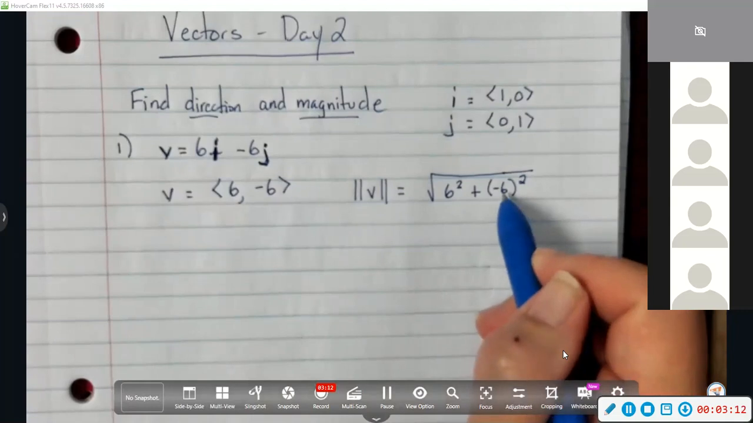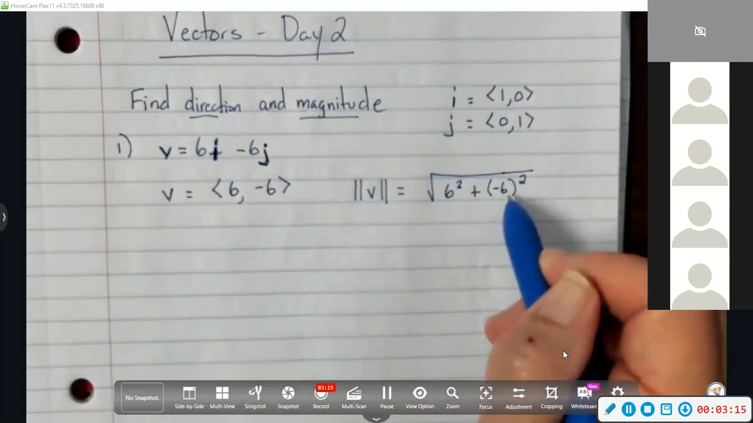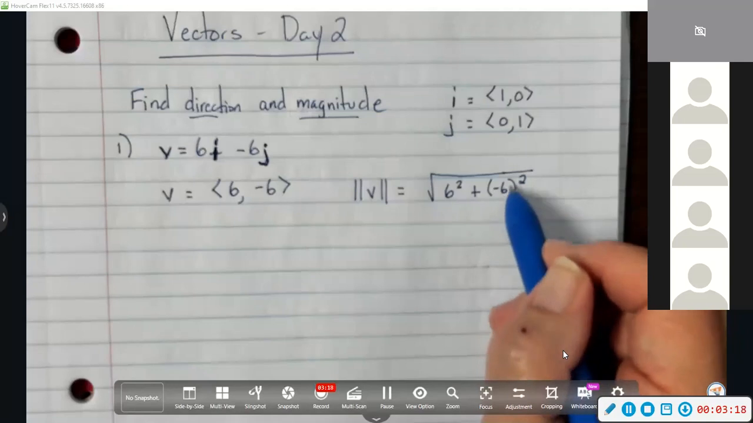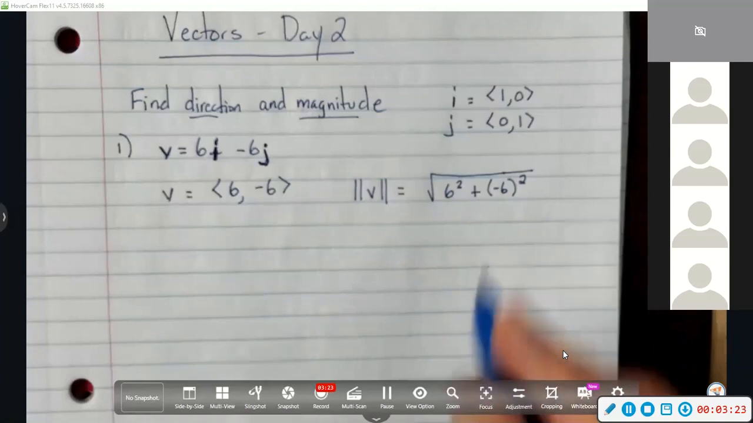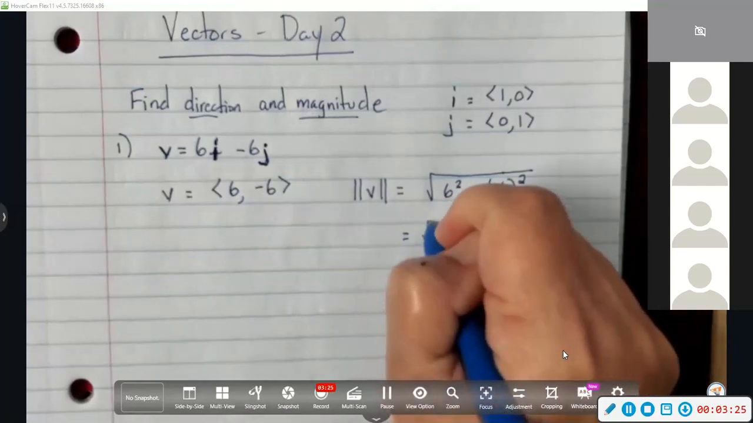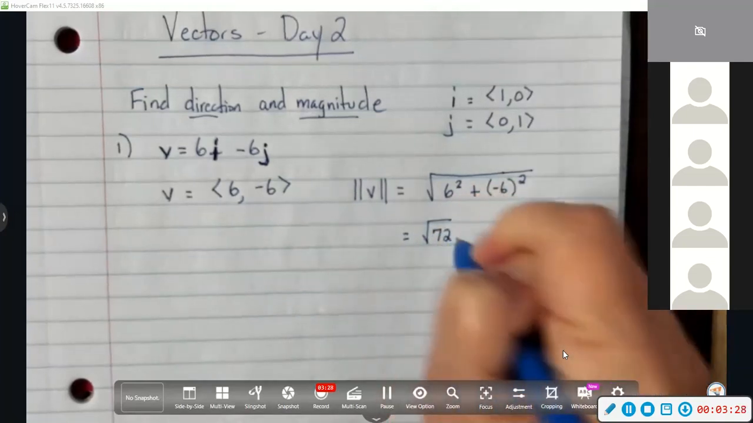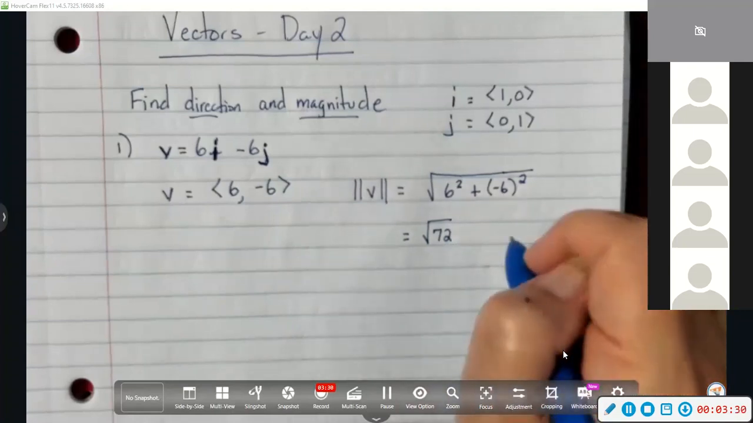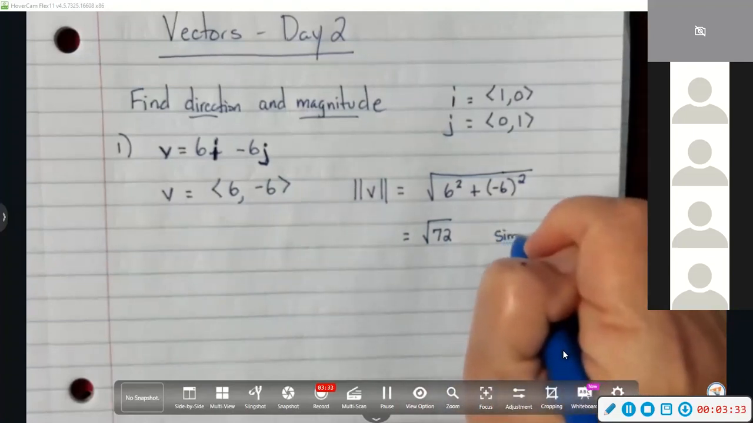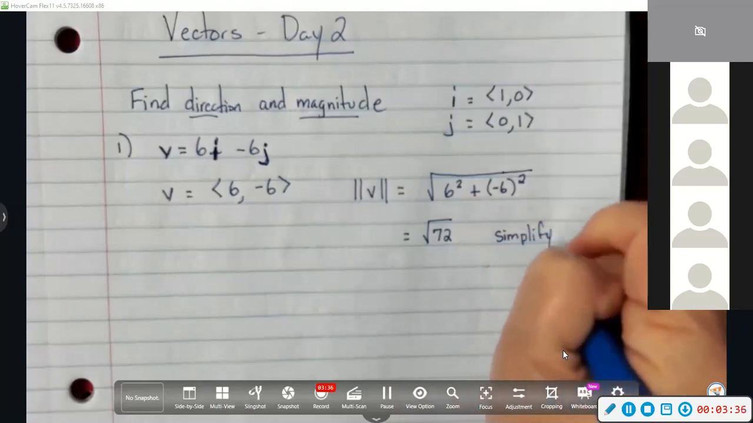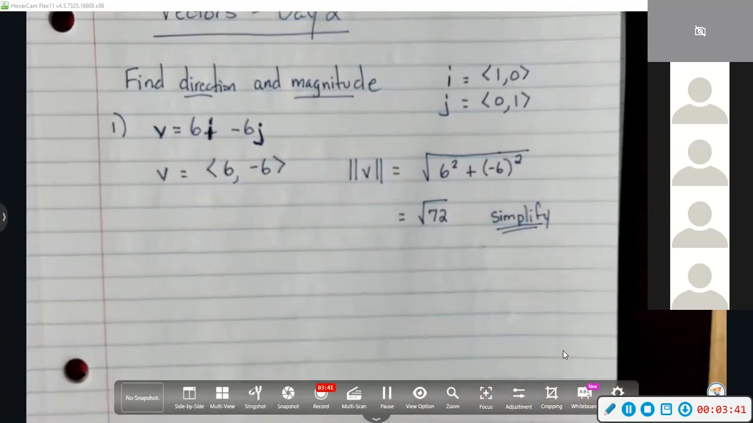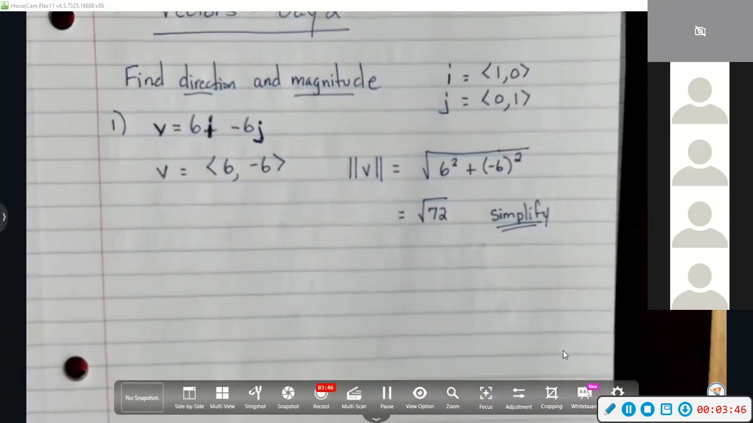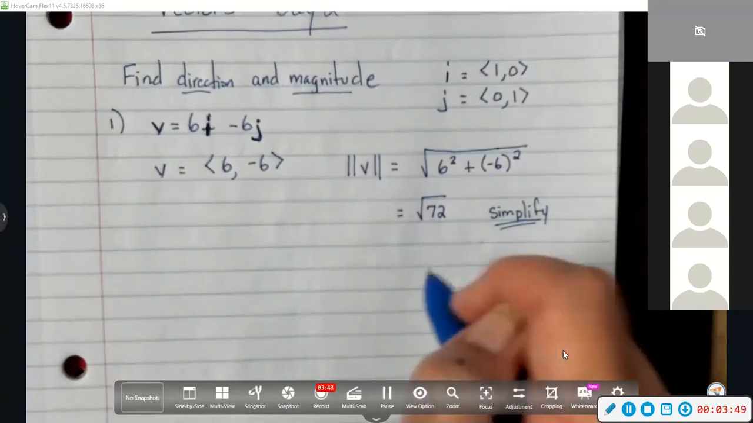Just a quick reminder that when we are squaring a negative number, we're going to get a positive. Make sure if you're using your calculator to do any of this, that anytime you square a negative number, you put it in parentheses. So this is going to give us the square root of 72. But then we do need to simplify this number. So remember, when we are simplifying a radical, that means we're going to look for a perfect square that's a factor of 72. And there are different ways that you might go about factoring 72.